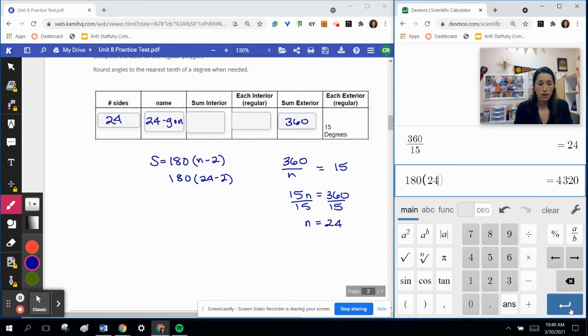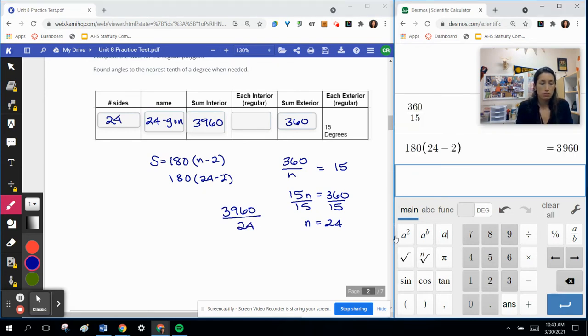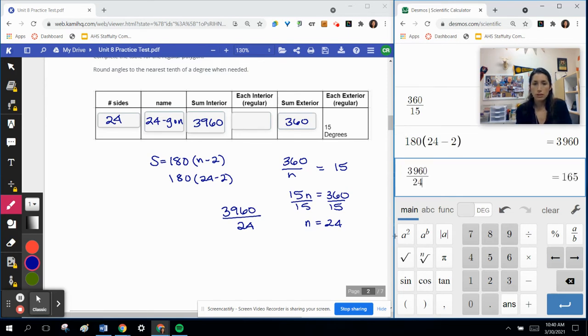You can do 24 minus 2, or you can just multiply 180 by 22. That would also work. This will be 3,960. And then here, let's take that 3,960 for each interior and divide it by how many angles we have. That would be 165. And then you can just double check, do these two answers add up to 180? And they do. 165 plus 15 does give me 180.